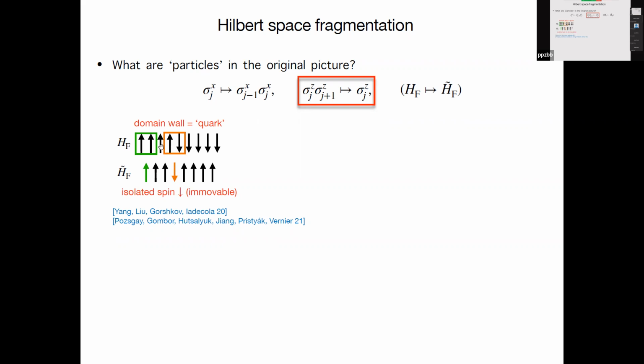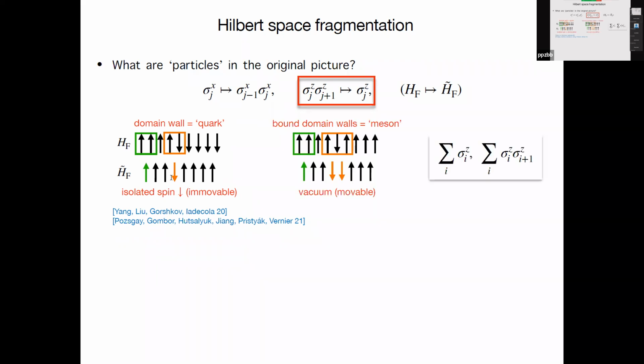And this is immovable, because in the dual picture it is clear that the isolated spin is not of this type. So isolated spins cannot move and jump. Only if I have two spins down, they can jump around. So these are immovables. Then if I have two domain walls that are nearest neighbors, so bound domain walls, in the community of fragmentation typically they call them mesons. And this corresponds to two next-nearest spins down in the dual picture. And this can move because the rule can be applied here. So the mesons are movable and the quarks are immovable.